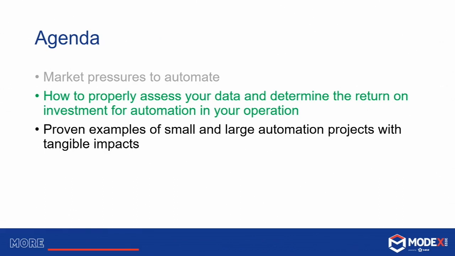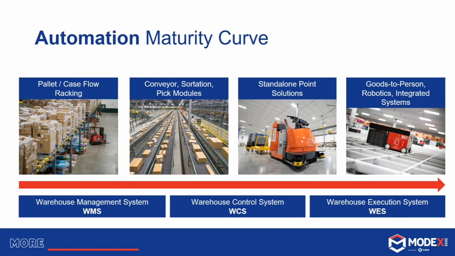So now we're going to go back to Alex to talk a little about data and understand really how we can automate and determine what that return is. All right, thanks, Matt. So we talk about the automation maturity curve, and we'll get into how we look at, understand, review, and determine where you should land on the maturity curve, but it's pretty straightforward.